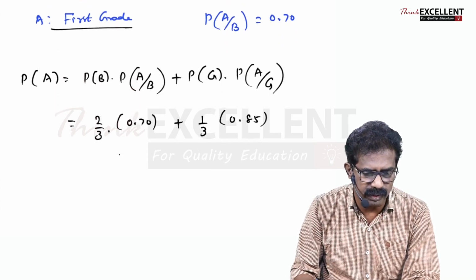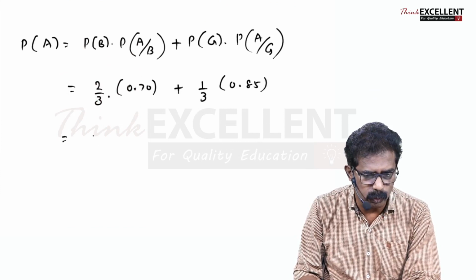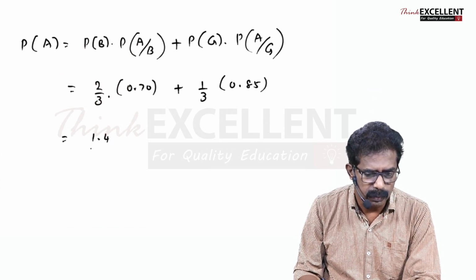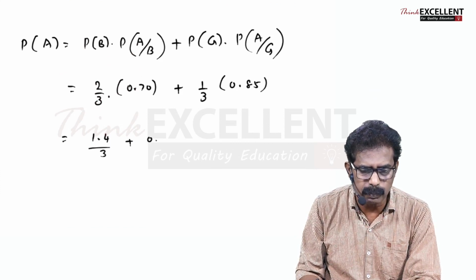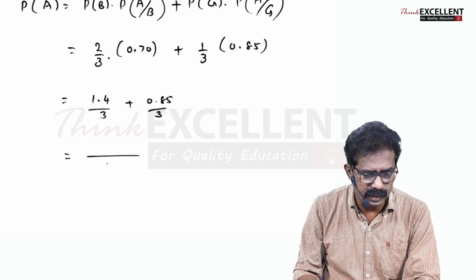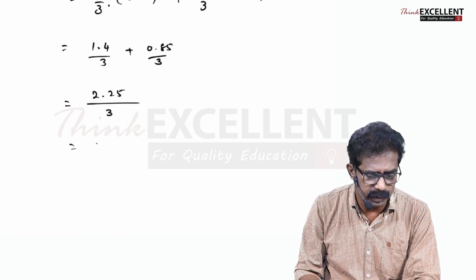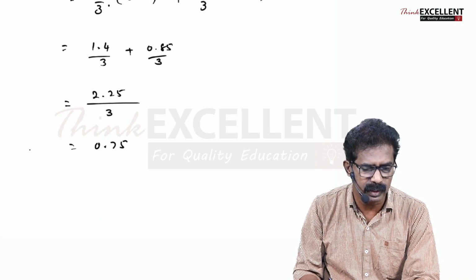So if we simplify, 7 twos are 14, so 1.4/3 plus 0.85/3. Take 3 as LCM, add the numerators, 2.25 divided by 3, you'll get 0.75, okay?